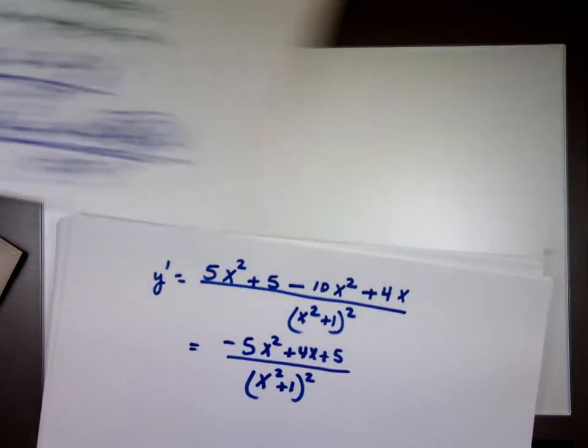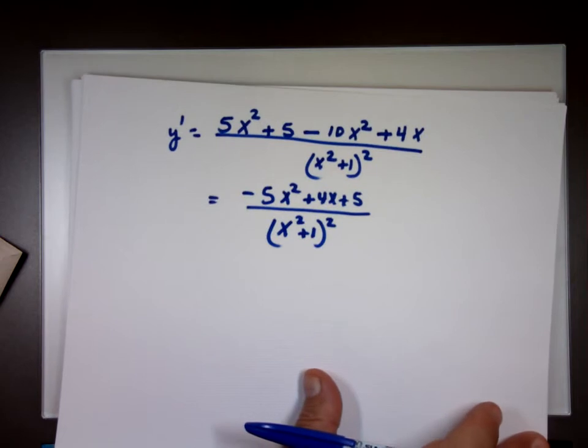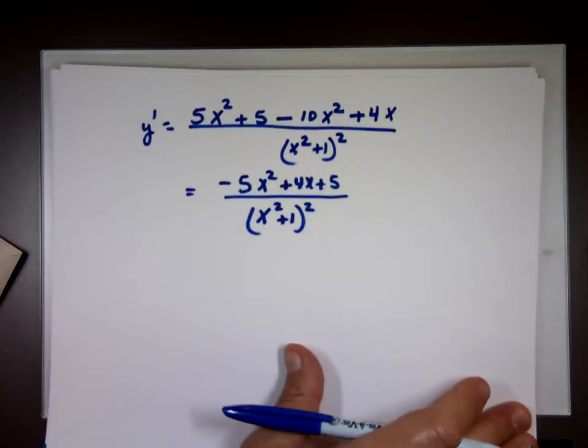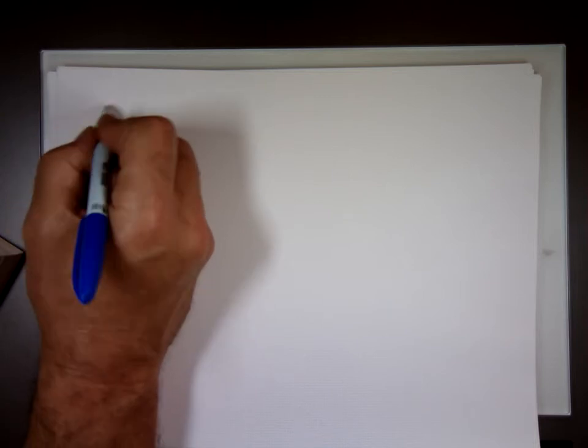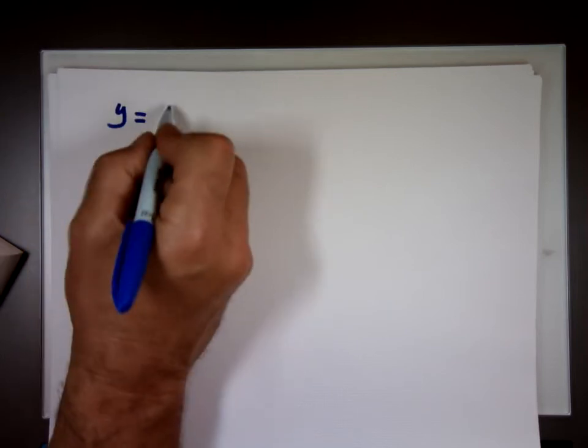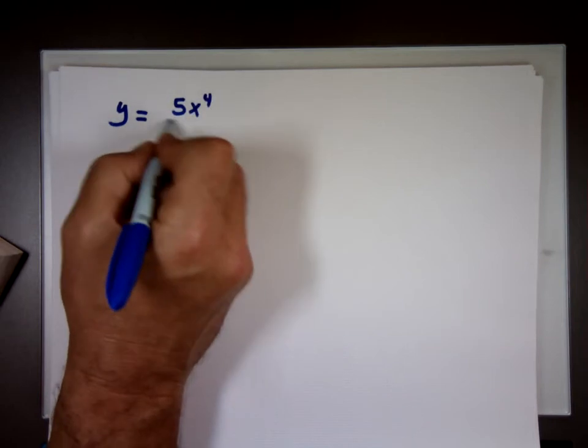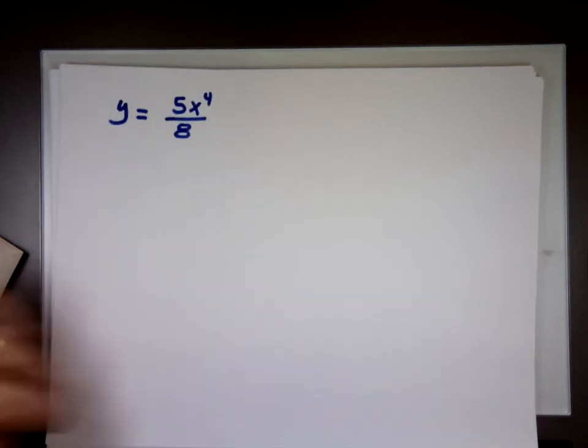Now, where people get in trouble, they get carried away with it. I'll show you an example. And we can still do it, but why? They'll see a problem like this one. y equals 5x to the 4th divided by 8. They go, oh, the quotient rule.